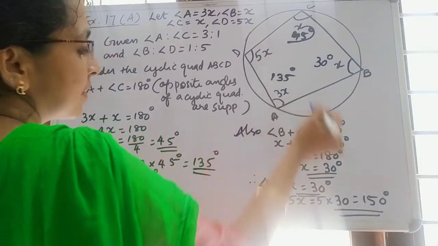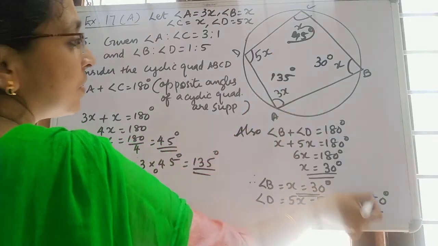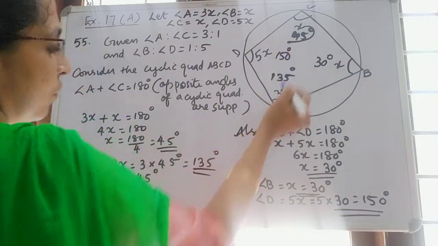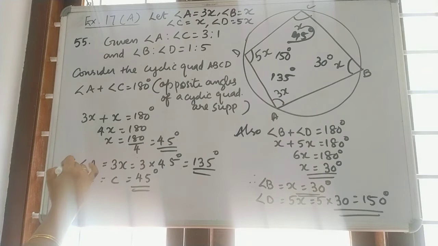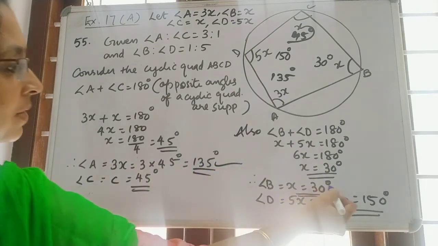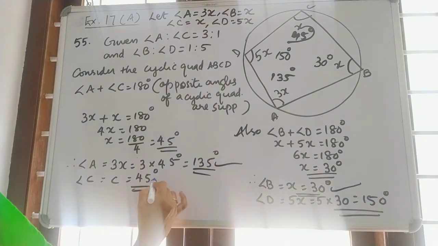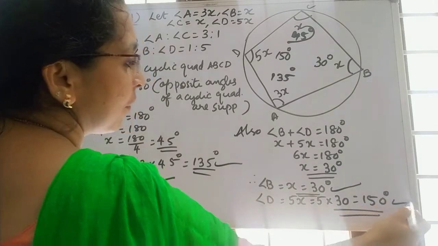So, what about 5x, angle D? 5 into 30 which is equal to 150 degree. So, we got the angles A as 135 degree, B as 30 degree, C 45 degree, D 150 degree.